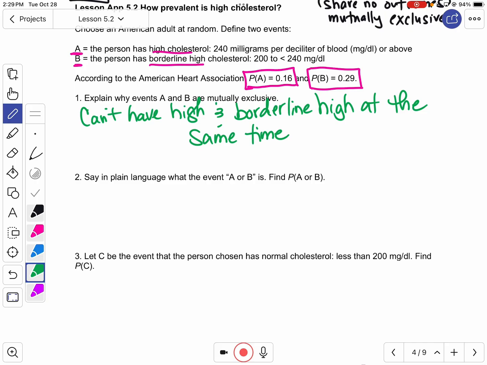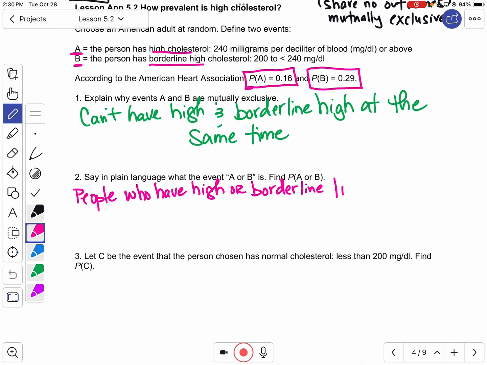So number 2 says, say in plain language what the event A or B is, okay? Well, A or B just means I'm looking at the people who have high or borderline high cholesterol. That's what I'm looking at. That's who they are. Okay, so we're talking about the people that have high or borderline high cholesterol.